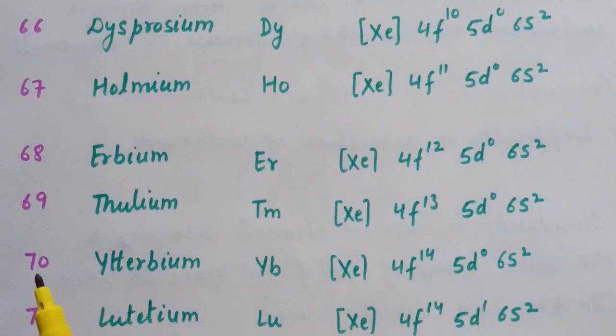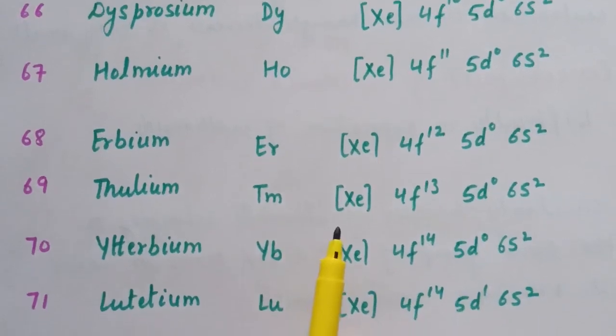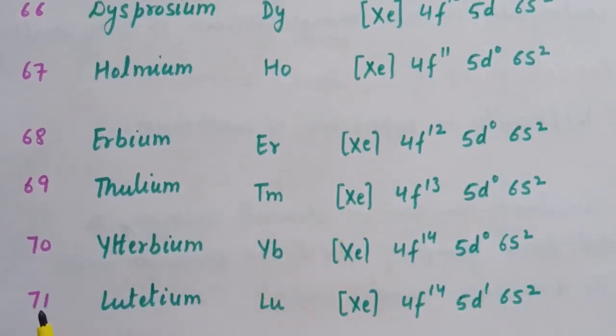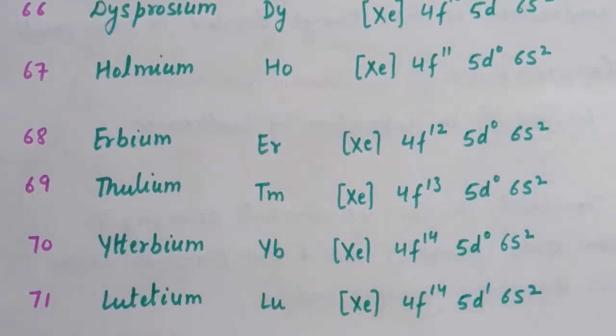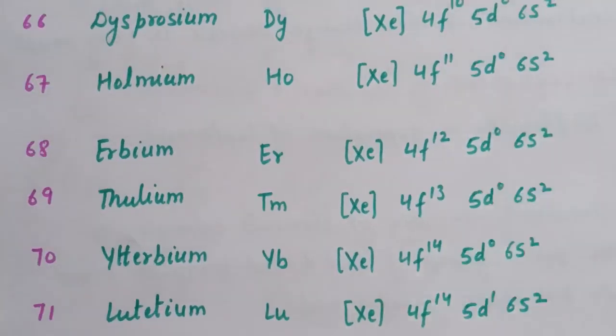Next element is atomic number 70, the name is ytterbium, the symbol is Yb, and the electronic configuration is xenon 4f14 5d0 6s2. And the last element is atomic number 71, the name is lutetium, and the symbol is Lu, and the electronic configuration is xenon 4f14 5d1 6s2. So these are the elements in lanthanoids.